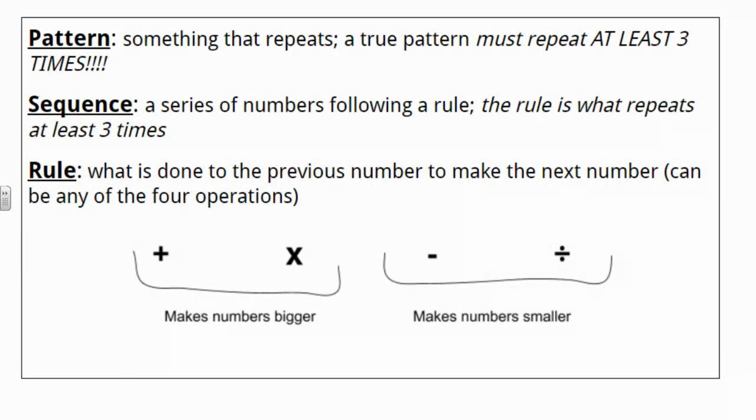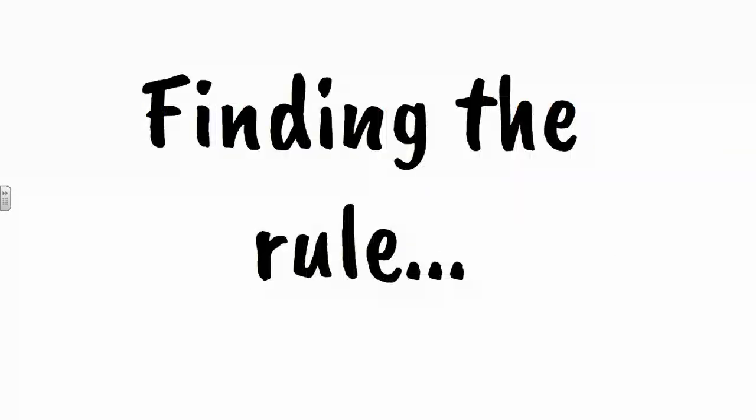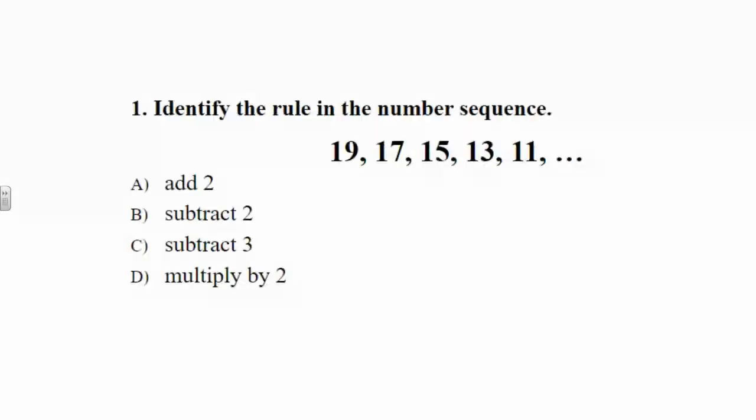And finally, what is a rule? A rule is basically what is done to one number to make the next number. And a rule can be any of the 4 operations. 2 of our operations, when the rule is applied, will make the numbers get bigger, addition and multiplication. 2 of our operations, subtraction and division, make numbers get smaller, and this is going to be important. Our first video is going to be about finding the rule in a number sequence.